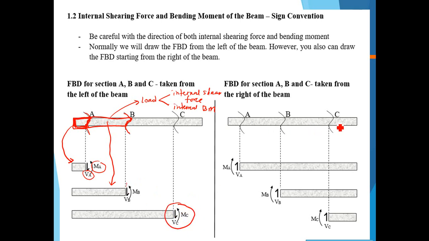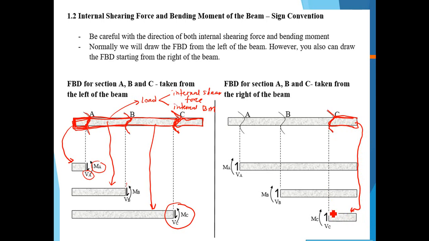But you can also analyze the beam from the right. For example, if I do the sectioning at point C and take the left side, it becomes like this, and you analyze this part. But if you do the sectioning at point C and want to analyze the right side, that is also possible. We do the sectioning at point C and then analyze from the right side, which is here. Also can.